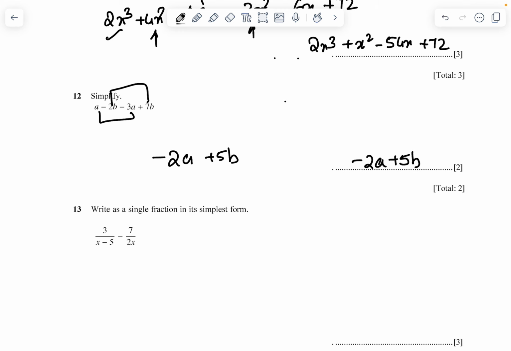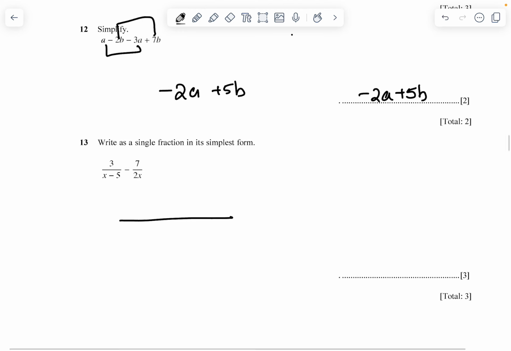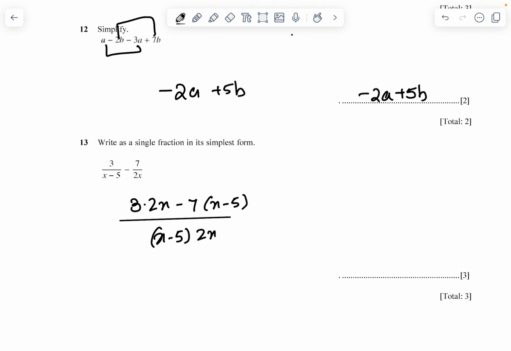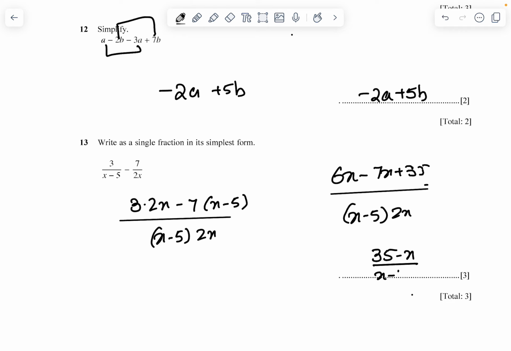Next question number 13. Write as a single fraction. So write the common denominator. Common denominator is x minus 5 times 2x. 3 times 2x minus 7 times x minus 5. So it becomes 6x minus 7x plus 35 divided by x minus 5 times 2x, which is going to be 35 minus x upon x minus 5 times 2x.